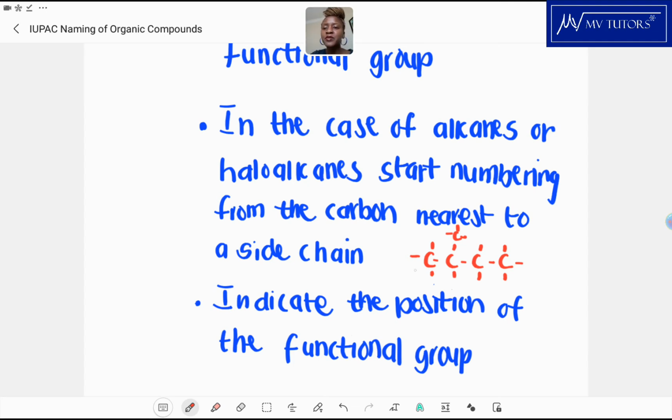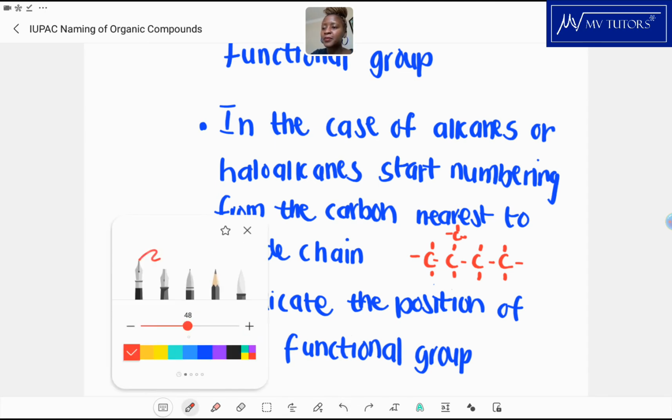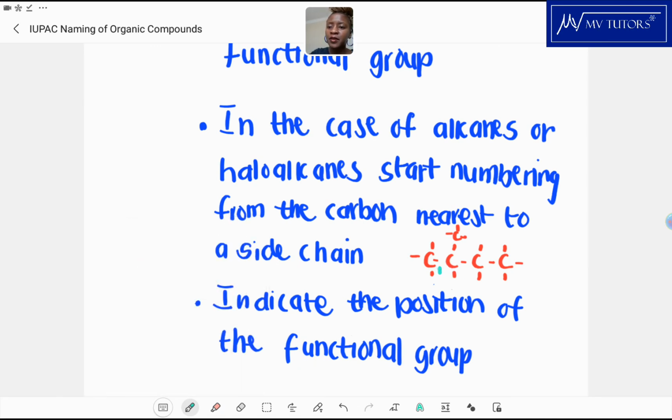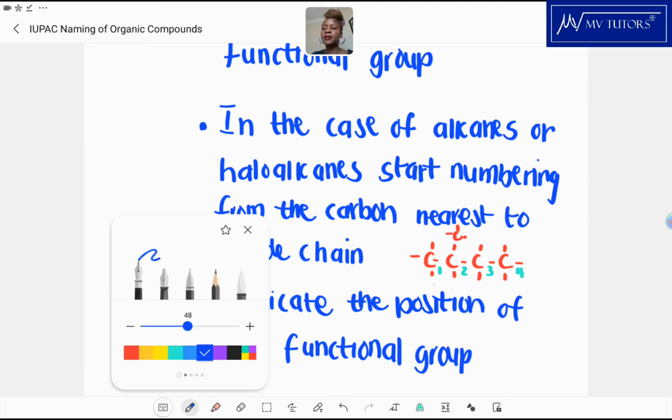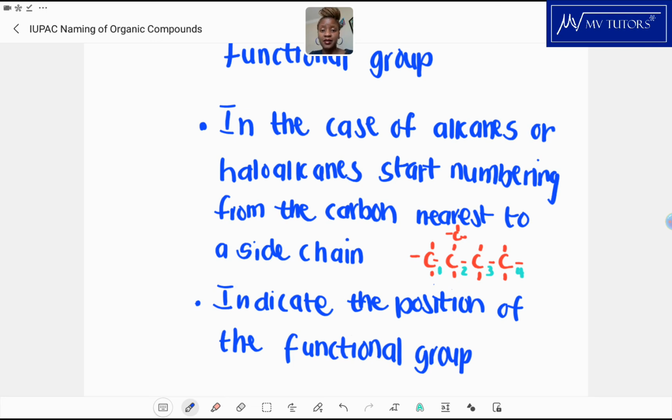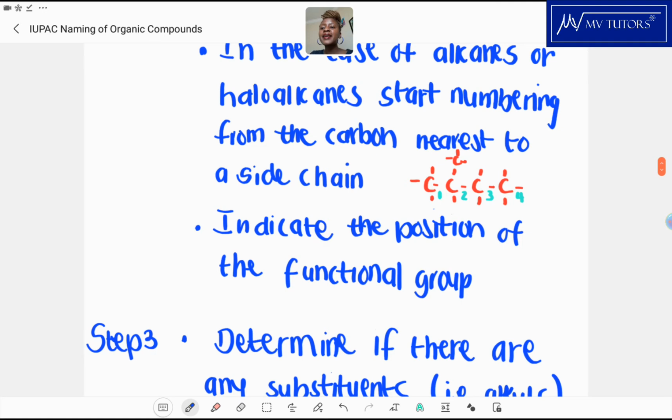I start numbering from the side closest to that side chain. So I would start here, 1, 2. Okay, maybe use a different colored pen to show the numbering. So this will be my first carbon, my second carbon, my third carbon, my fourth carbon. So whenever you have chains, guys, you're gonna prioritize the chain, or a branch if you may. And then indicate the position of the functional group.